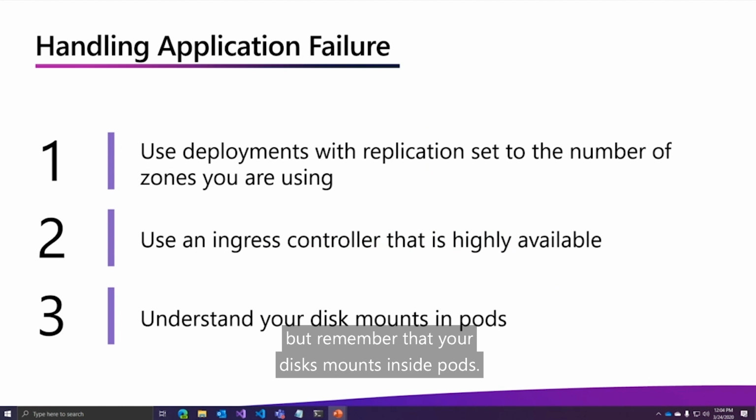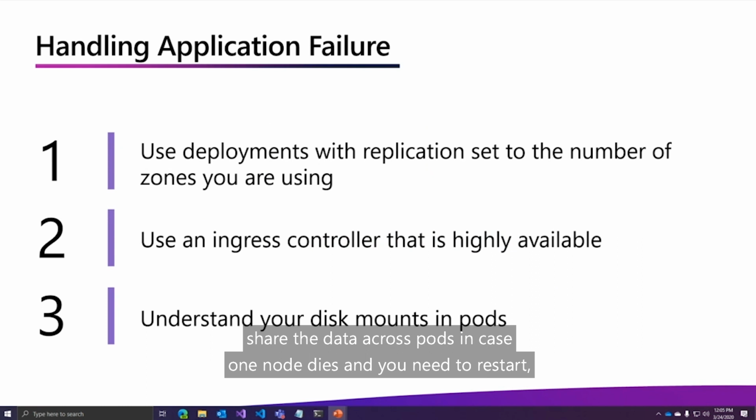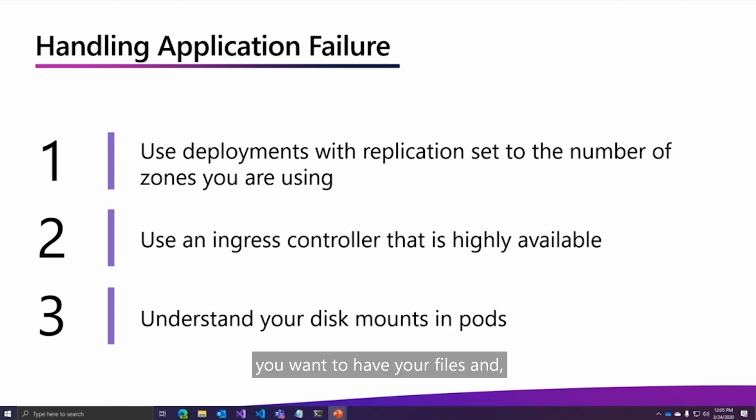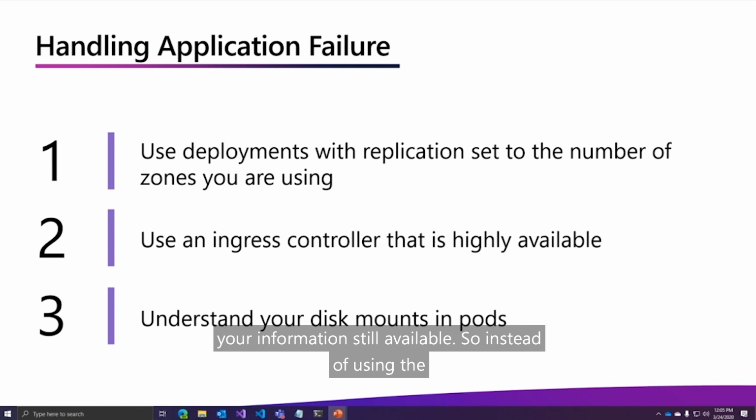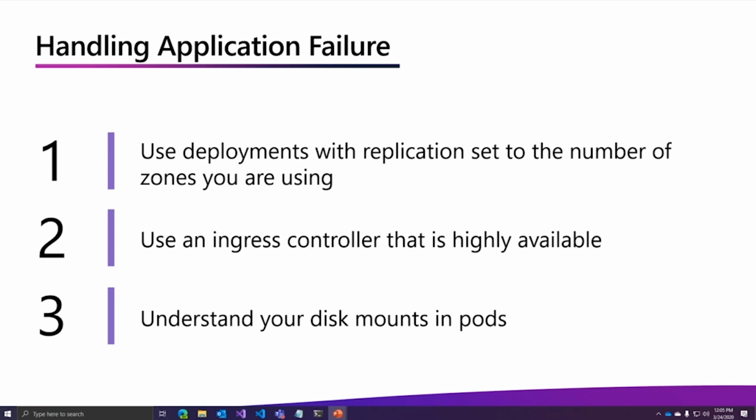But remember that your disks mount inside pods, which means that if you're using the disk on a host machine on your node, you mount it into the pods. If the node is down, you will not be able to access that disk, which means that if you want to be more reliable, you need to plan using something like Azure Files or other external space, because you want to be able to, first of all, share the data across pods in case one node or pod died and needs to restart. But also you want to be failure aware, and if your nodes die, you want to have your files and your information still available. So instead of using the node disks, it's very much preferable to use something like Azure Files.